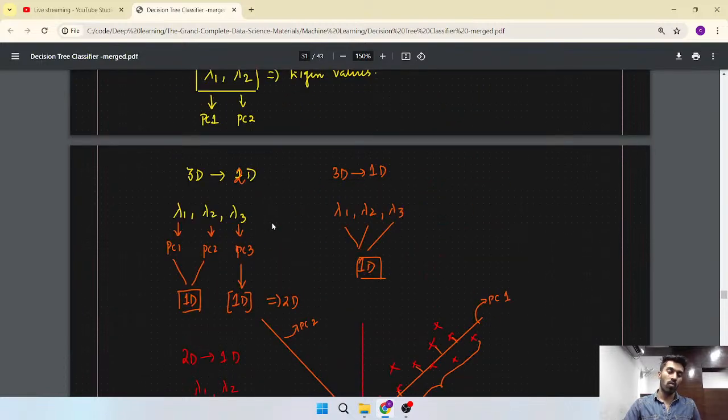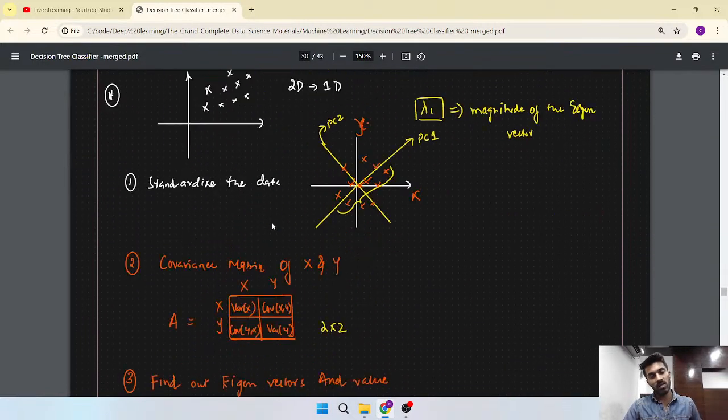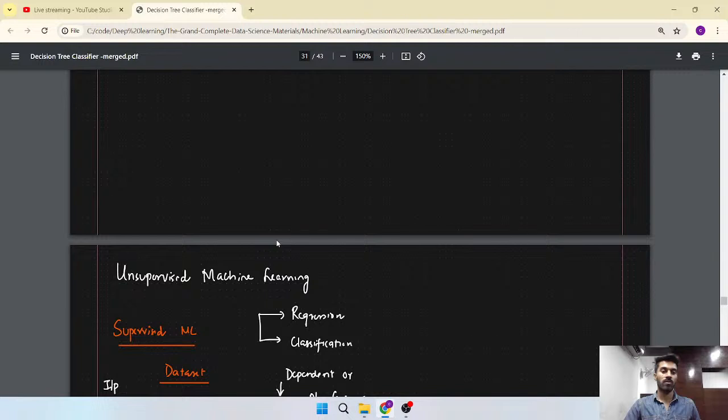So that's it for the math behind PCA. Now let's talk about PCA, like why we have to use PCA and all of this. Now the next topic.